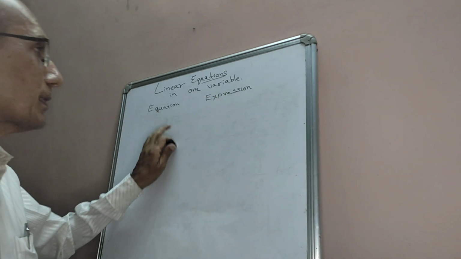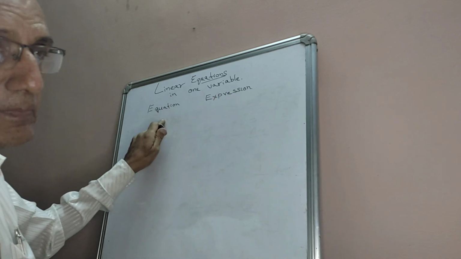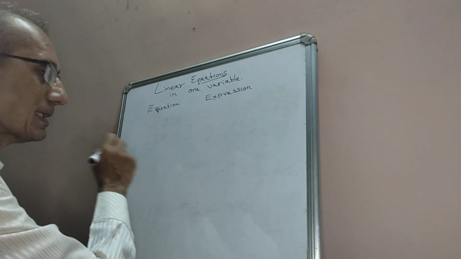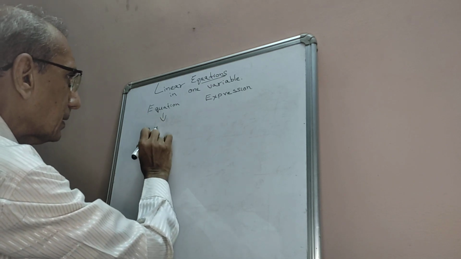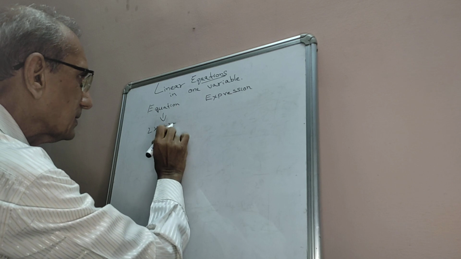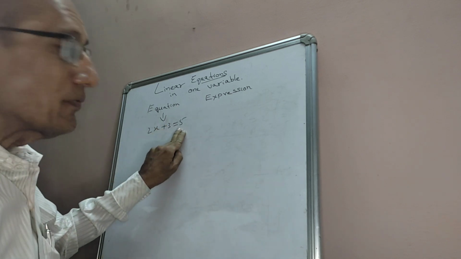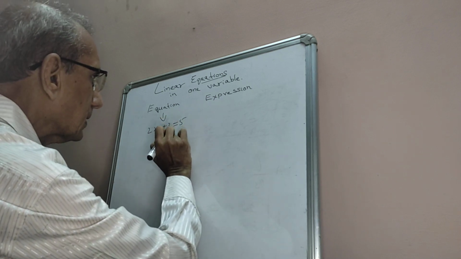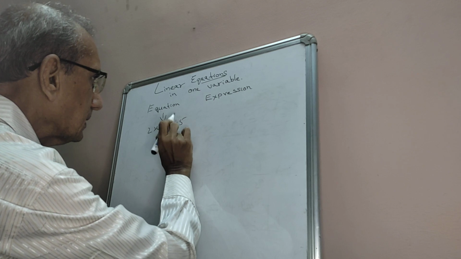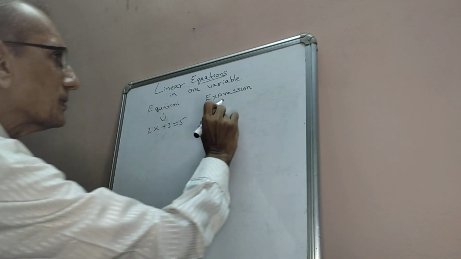What do you mean by an equation and what do you mean by an expression? What is the difference? An equation will be in the form of, I'll give you an example, 2x plus 3 is equal to 5. So this is an equation. Wherever you have this equal to sign, that becomes an equation.